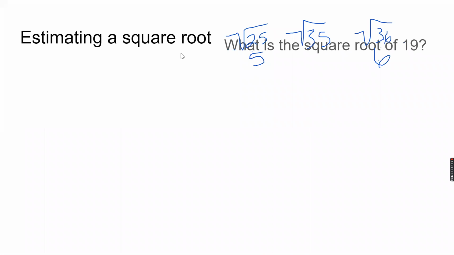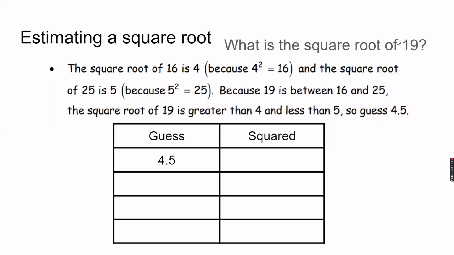So let's go ahead and try this problem here. So we're asking ourselves, what is the square root of 19? So the first thing we're going to do is figure out what two perfect square roots it's between. So the square root of 16 is 4 because 4 times 4 equals 16, and the square root of 25 is 5 because 5 times 5 equals 25. And so since I know that 19 is between 16 and 25, I know that the square root of 19 is going to be greater than 4 and less than 5.